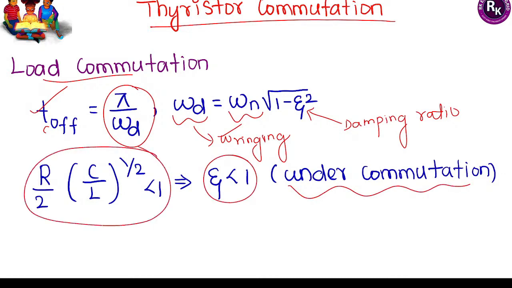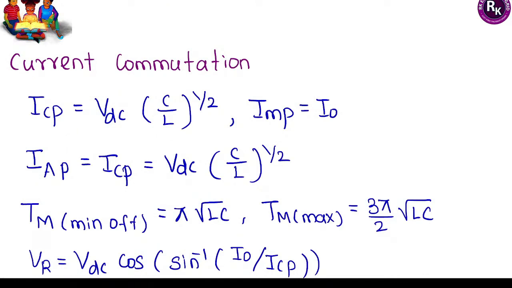For this load commutation, the condition will be R by 2 into epsilon should be less than 1, whereas this is the value of epsilon. That's all. Next, let us talk about current commutation and its corresponding formula.